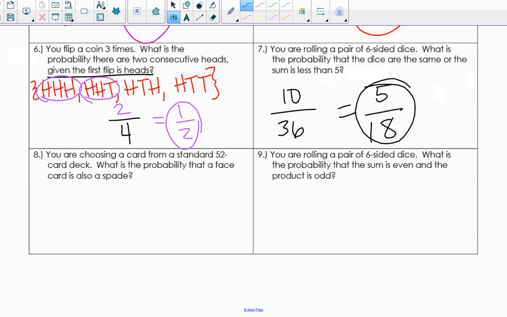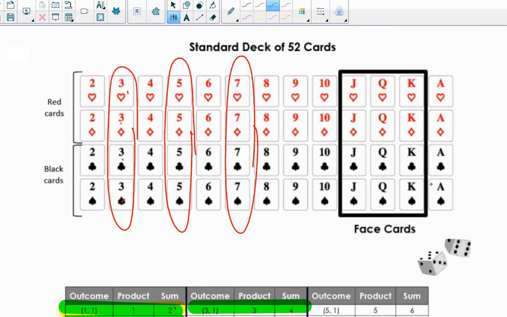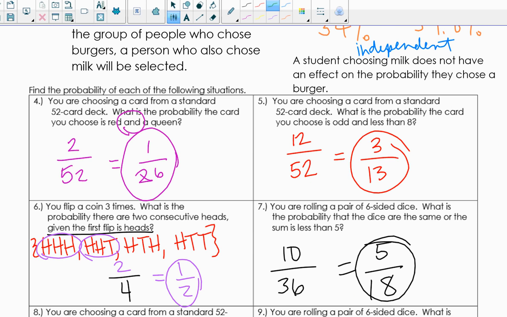All right, you are choosing a card from a standard 52 card deck. What is the probability that a face card is also a spade? Okay, so what is the probability that a face card, there are 12 face cards. Also, we're dealing with conditional probability. So out of my 12 face cards, what's the probability I get a spade? Well, these are my face cards. These are my spades. So it's 3 out of 12, which is 1/4.